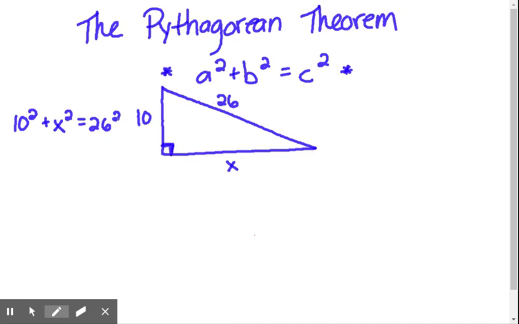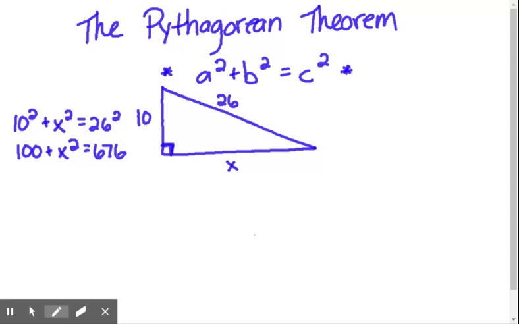Okay, so the first step, I'm going to do the exact same as the last one. I'm going to go ahead and square the values that I do know. I have 10 squared is 100. Still have my x squared. And I'm also going to square the 26 and get 676. Okay, now just treat this like any normal equation.